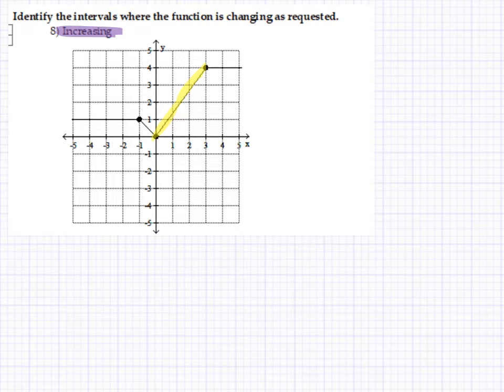Well, the x values for which this is happening would be this x value here, all the way up to this x value here. So the x values will be from 0 all the way to 3. So we could say this is increasing on the interval from 0 to 3.